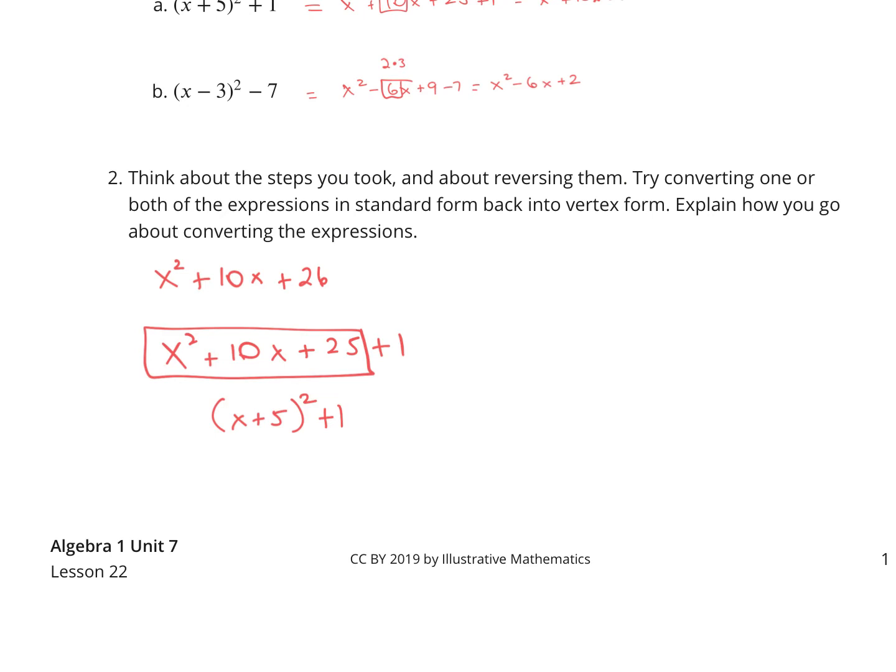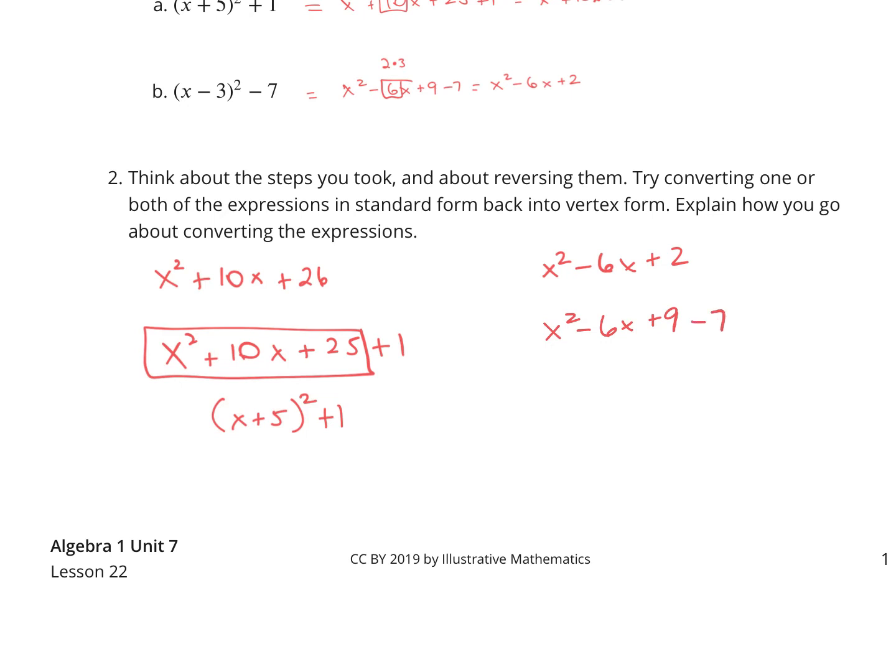Same thing for x squared minus 6x plus 2. If I want to make this a perfect square, I do need to have a 9 in here. So if I think about, okay, how can I make 2 into a 9? I know that I need to add 7 more. So when I add 7 more, I do end up with my x squared minus 6x plus 9. But again, I can't just get rid of that 7 and call it a day. I need to still show that that 7's there.